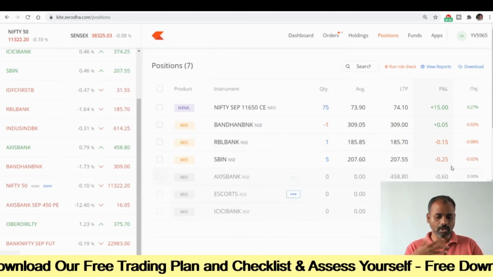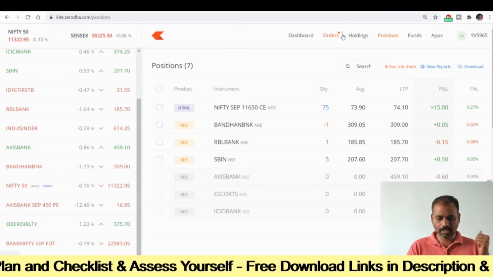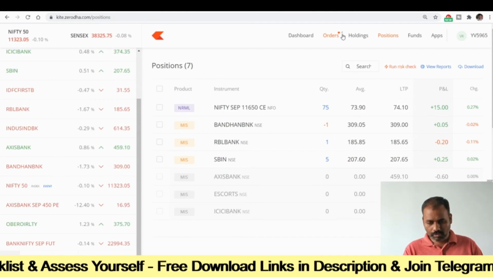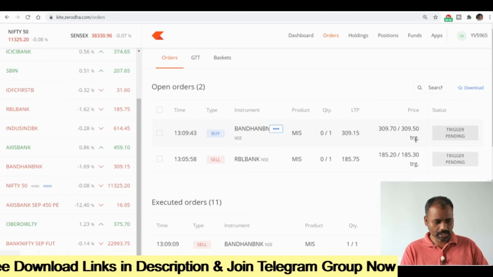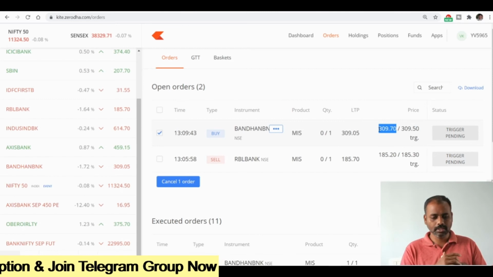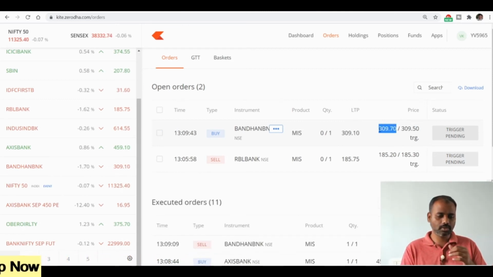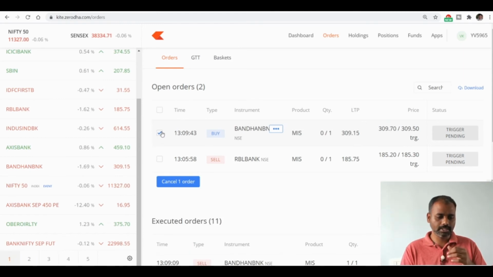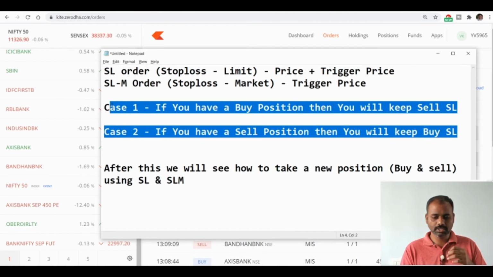So if Bandhan Bank unexpectedly comes up, since I shorted it, if the price starts increasing, my trigger which was placed at 309.5 will get activated, and my 309.7 order will be sent to the exchange for activation. So this trigger will activate my actual dormant order, currently a limit order. So this is how you exit a buy or sell position using these two kinds of orders. The trigger is always important. The trigger will activate your order, that's all.